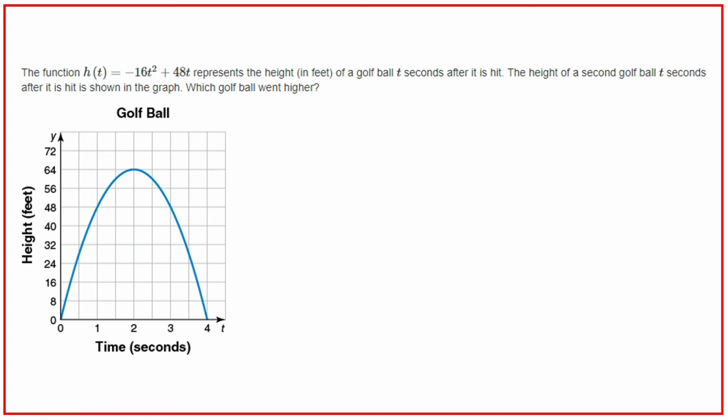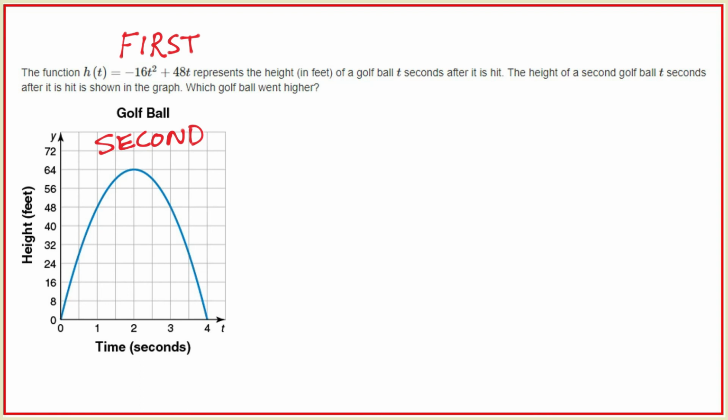On this problem, they give us the function h of t equals negative 16t squared plus 48t. And they say that that represents the height in feet of a golf ball t seconds after it is hit. The height of a second golf ball t seconds after it is hit is shown on the graph. Which golf ball went higher? So on this problem, it's a comparison of two different golf balls. This is the first one, and this is the second one. And they want to know, did the first one go higher or did the second one go higher?